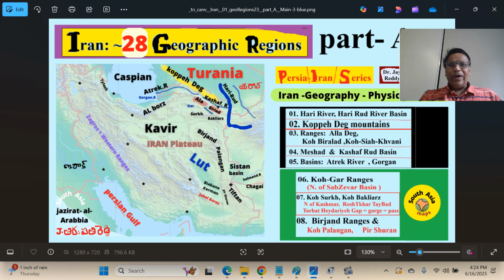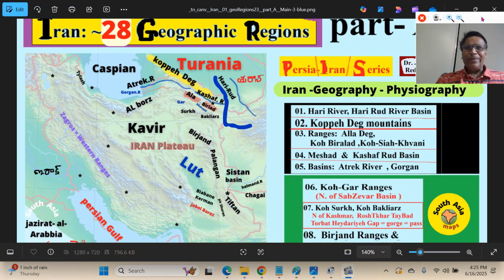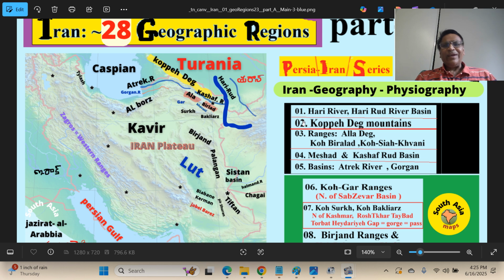So I will read and go over them, and I will show you different maps so that you will get clarity. In this part, we'll be talking about the Hari Rud River or Hari River. The term Rud generally means a river in the Persian language. Harirud River and Harirud River basin. Here is the border between Afghanistan and Iran. I will be using the terms Iran and Persia together, though Persia used to be a small region of medieval Persia. Then the northern part is the Koppeh Mountains. These are the mountains that form the border with the Turanian region, that is Turkestan, the Turkmen Republic today.